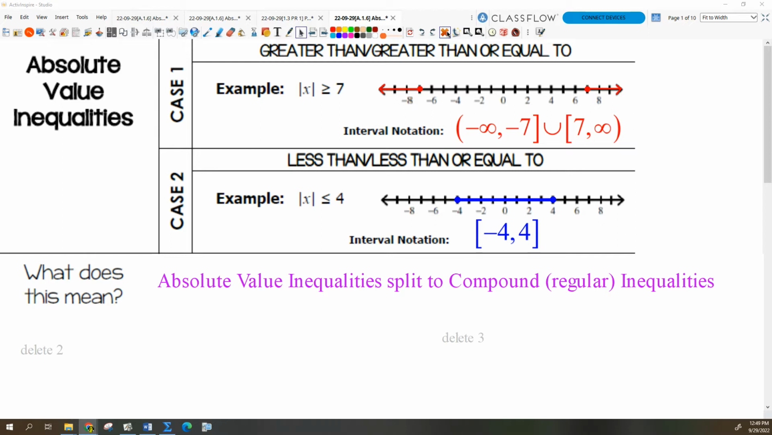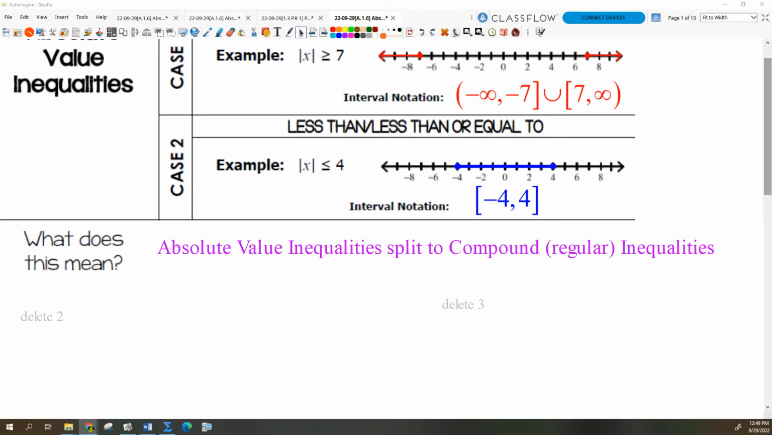We do. We're going to isolate the absolute value, and then we're going to split the absolute value inequality into either an or compound inequality, which counts as two, or two regular inequalities that make up an and compound inequality. Okay, and we just have to see the pattern. So there is a pattern. What did we see here?